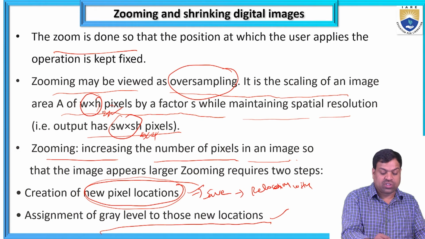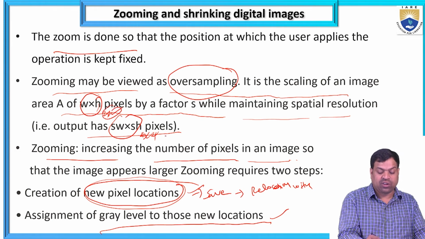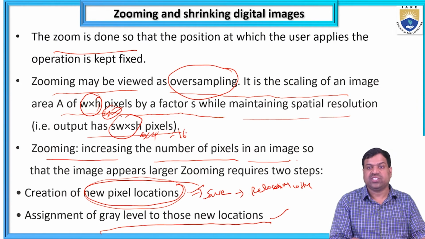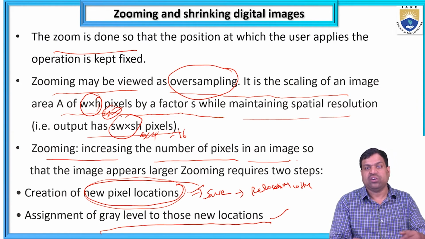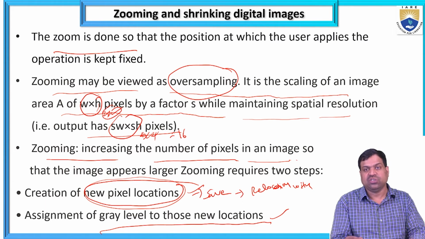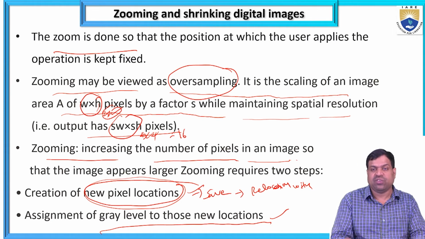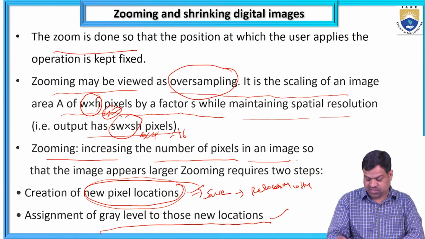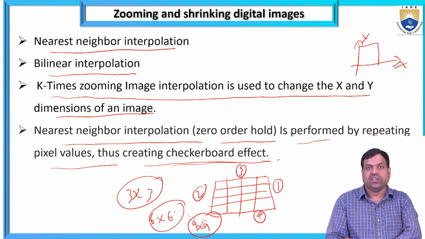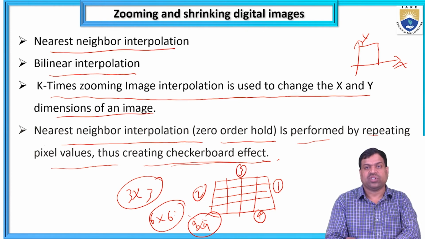Here 2 by 2 has 4 intensity values, but 4 by 4 has 16. So we have to apply 16 intensity values, or 16 gray levels, for the new locations. The old image has 4 intensity values or gray levels, but it changes to SW by SH, that is 4 by 4, which is 16. So 16 intensity values have to be given to the new pixels. The methods are nearest neighbor interpolation, bilinear interpolation, and k times zooming. K times zooming means we are increasing the rows and columns.